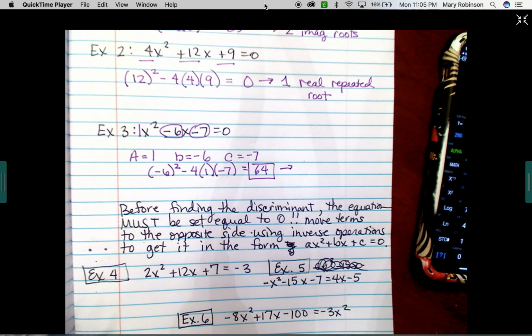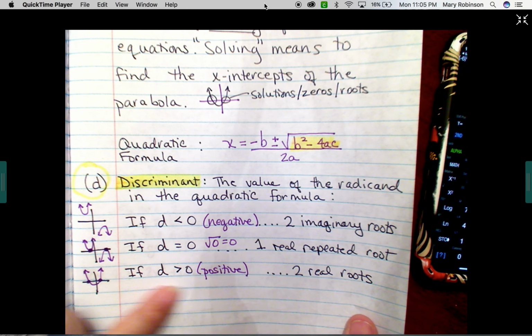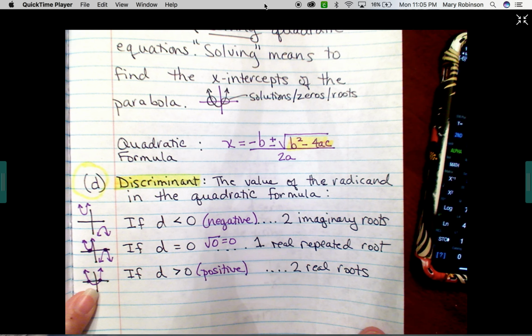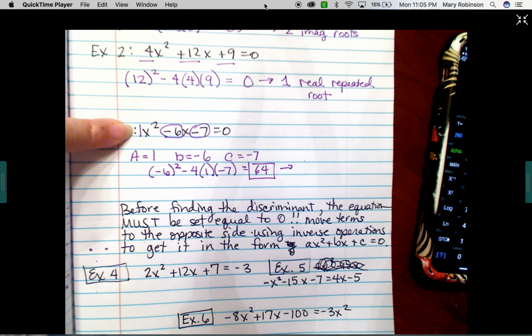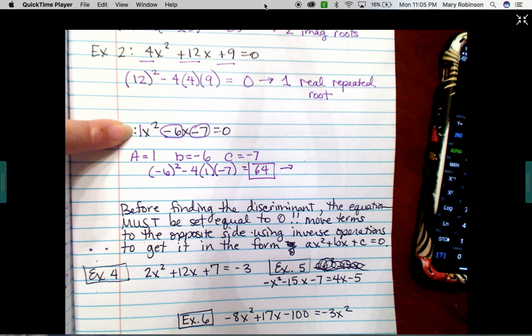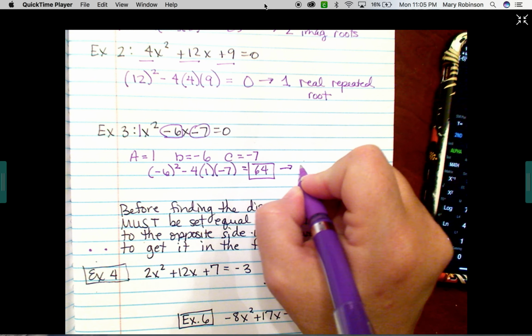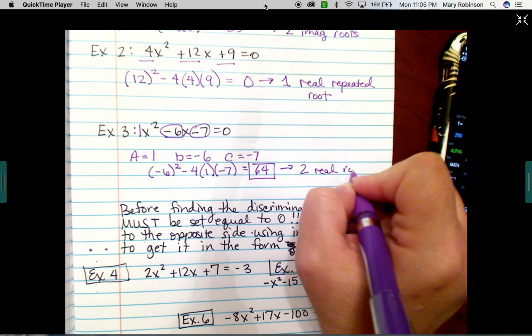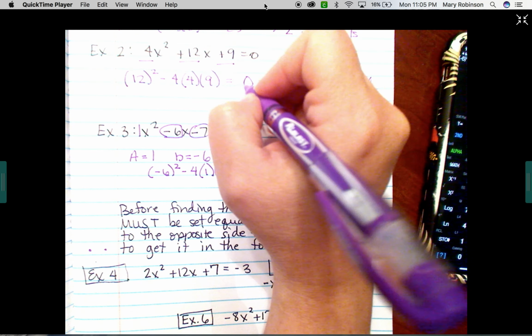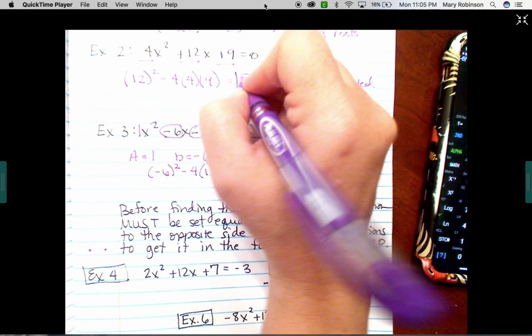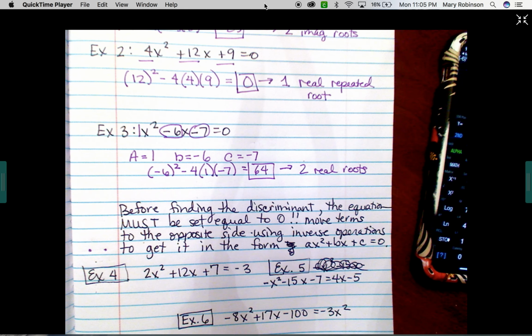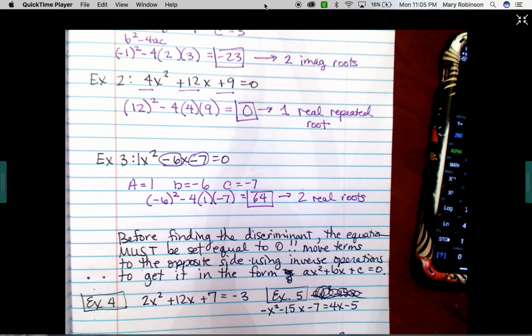Because it is positive, remember if it's positive, we're going to have 2 real roots, which means if we were to graph this equation, like if I go to y equals and type that in, it's going to hit the x-axis 2 times. So I'm just going to come over here and write 2 real roots. That's just going to help you with tomorrow's lesson. All you have to do on Delta Math today is identify this discriminant. It is a very important part of how we find solutions.